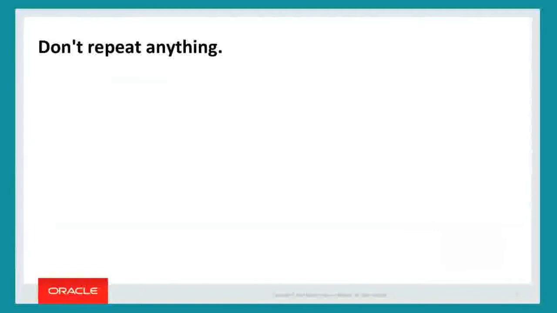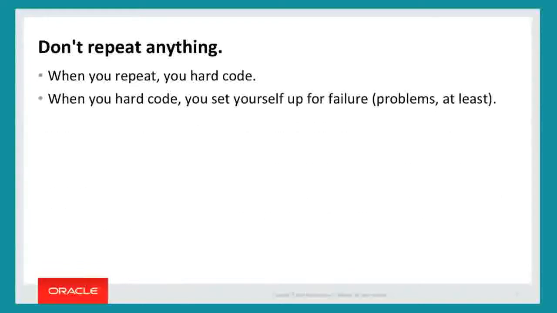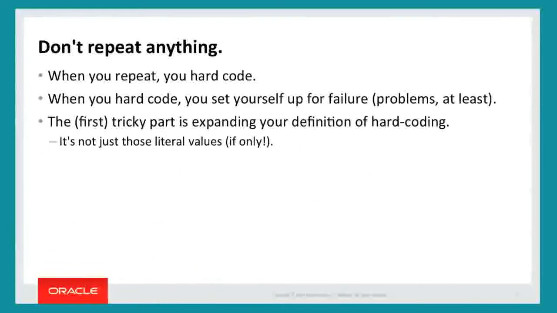First of all, just generally, don't repeat anything. Whenever you repeat stuff in your code, literal values, formulas, etc., you're essentially committing an act of hard coding. You have it in more than one place with the assumed belief that you're never going to need to change it. And of course you do. So you're setting yourself up for failure.